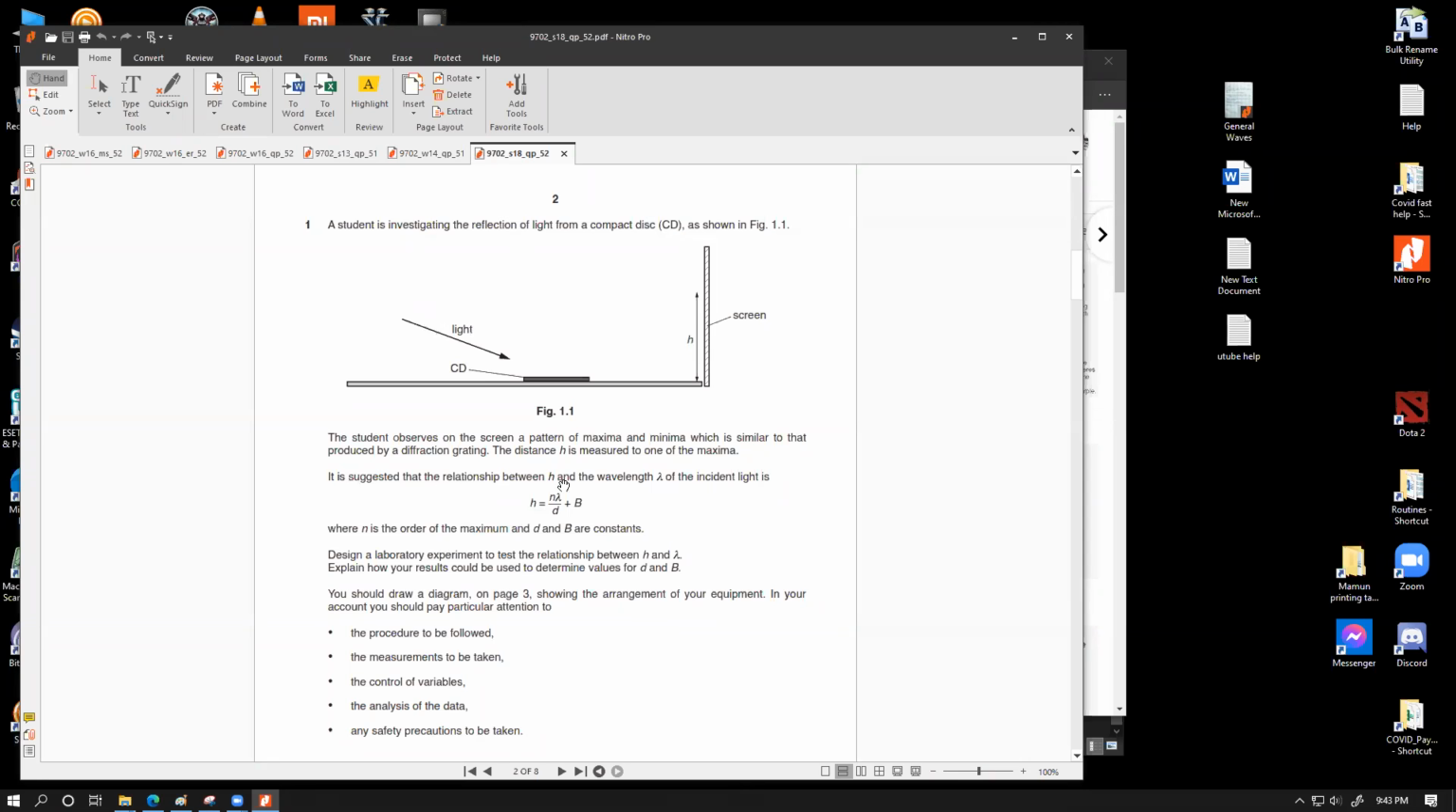It is such that the relationship between h and wavelength lambda of the incident light. So you see wavelength lambda. So you have to do the experiment with the monochromatic light, obviously, where n is the order of the maxima and d and D are constants. Design a laboratory experiment to test the relationship between h and lambda.